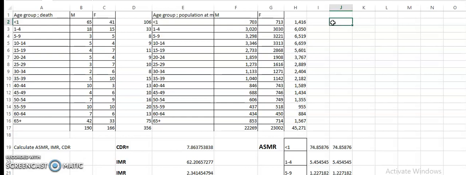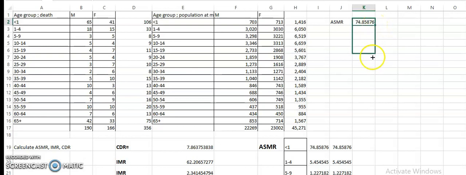We will start by calculating the age-specific mortality rate. So the age-specific mortality rate for less than 1 year will be calculated. The numerator will be the less than 1 year age group deaths, divided by the population at mid-year for the specific age group, and multiplied by 1000. So guys, this is the age-specific mortality rate.